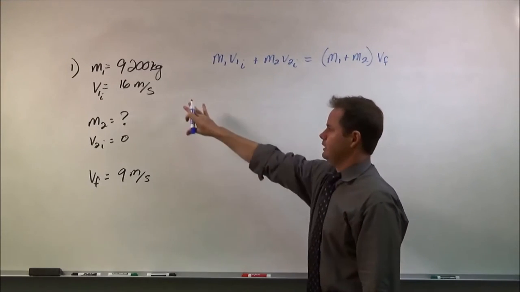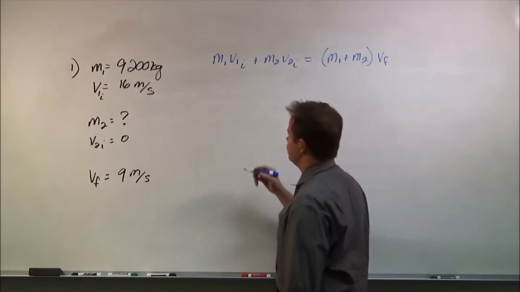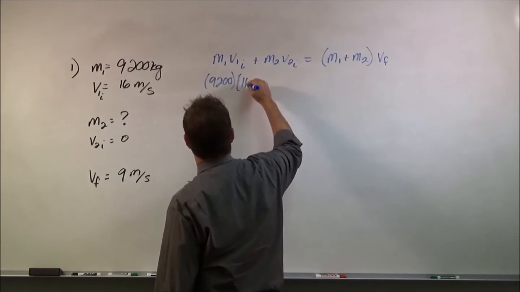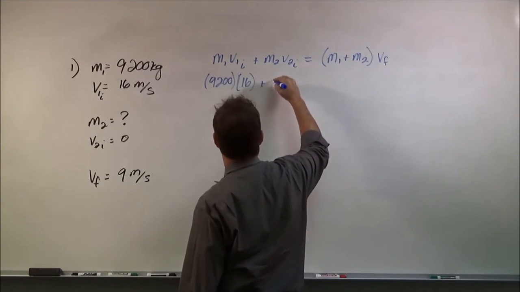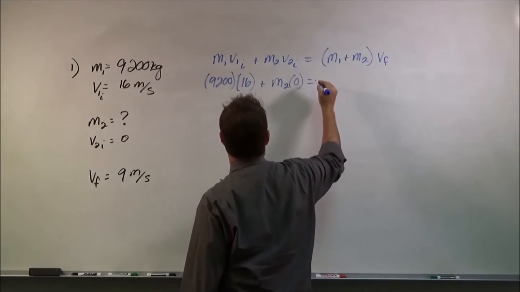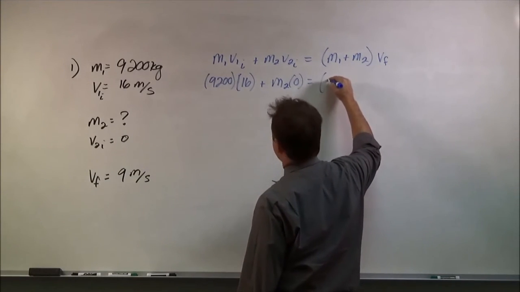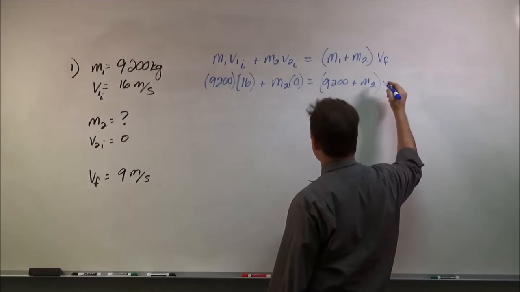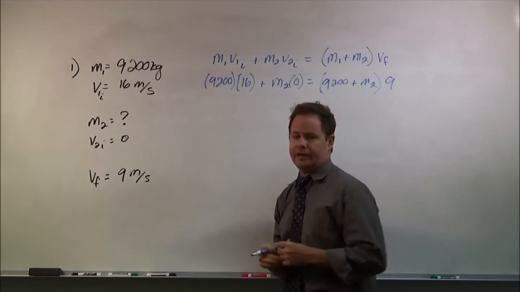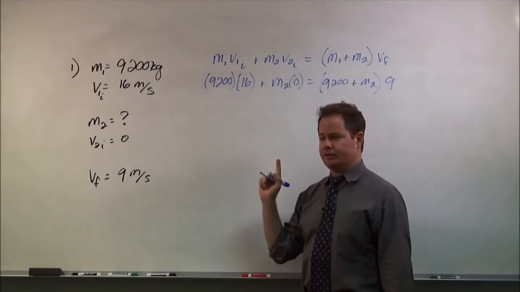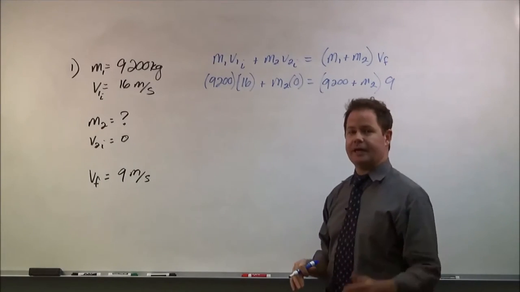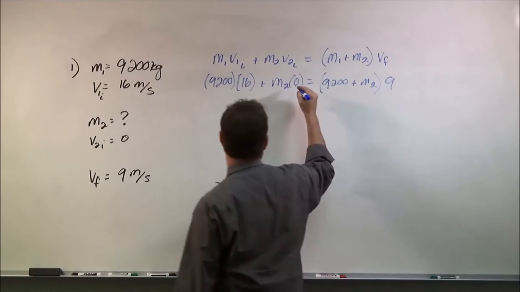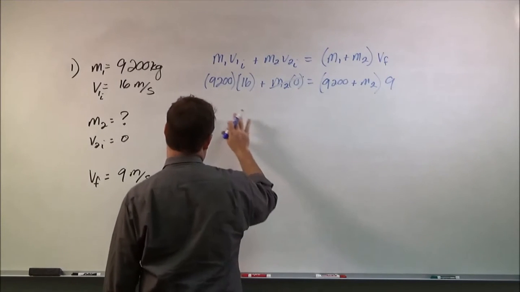So now we just have to plug in the numbers that were given to us in the problem. So here we have 9,200 times 16 plus m2 times 0 equals 9,200 plus m2 all times your final velocity of 9. And I didn't bring a calculator with me, so I'm going to do a little bit of mental math here, but I'm going to ask you, the student, to go ahead and find the exact value in your own calculation. But here, anything times 0 is 0, so we can get rid of that.